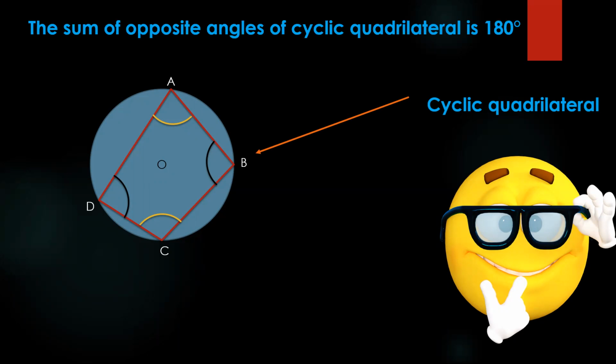Now, in a cyclic quad, what will happen? Let's see. The sum of opposite angles of a cyclic quadrilateral is always 180 degrees, which means that angle A plus angle C is equal to 180 degrees, as well as angle B plus angle D is equal to 180 degrees.